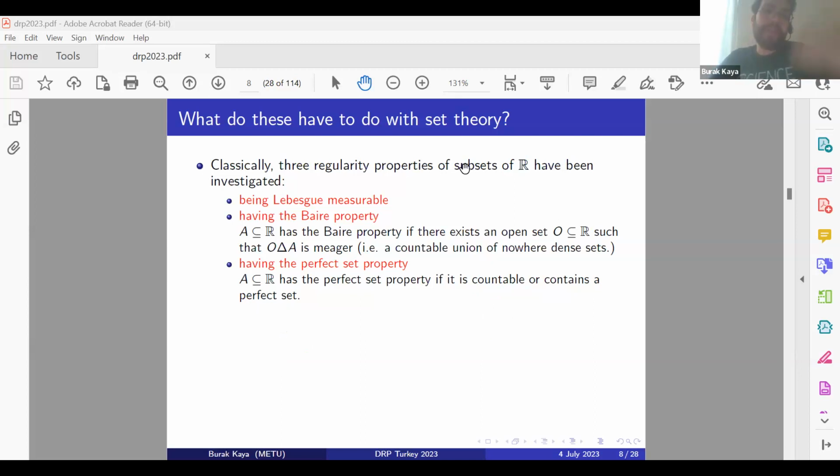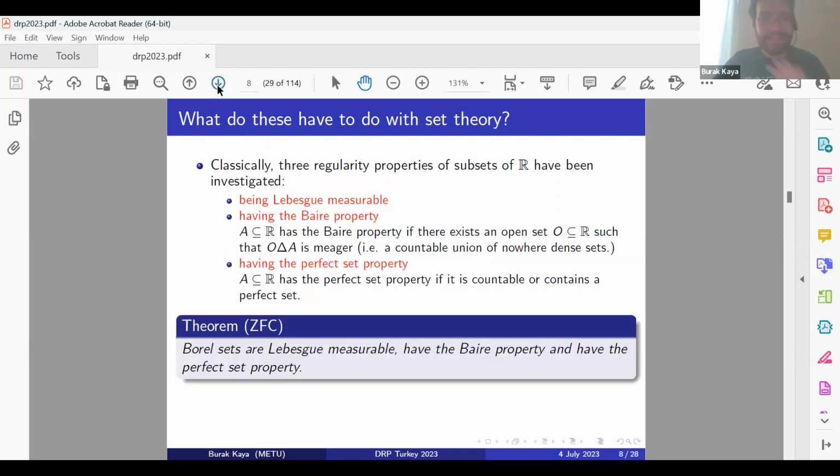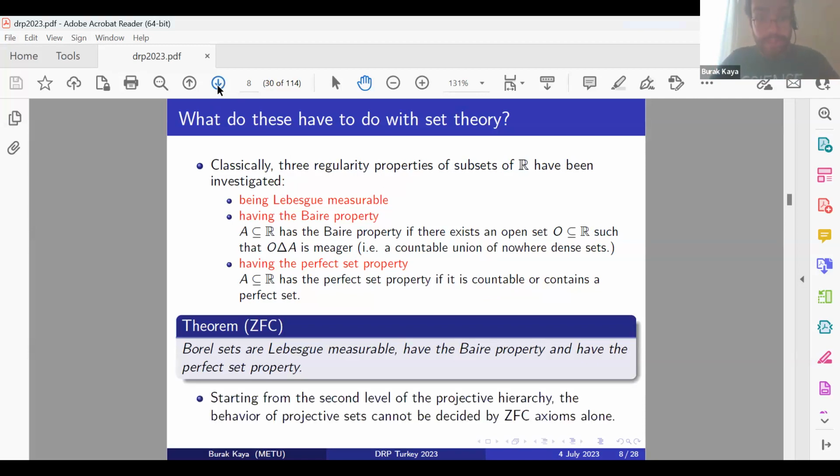Now, people were investigating these classical regularity properties. It turns out that Borel sets have all these properties. If you are Borel, you are Lebesgue measurable, you have the Baire property, you have the perfect set property. You are a very nice set. You have all these very, very nice properties. Starting from the second level of the projective hierarchy, the behavior of the projective sets can't be decided by set theory, by ZFC axioms. And this is kind of the connection with set theory.